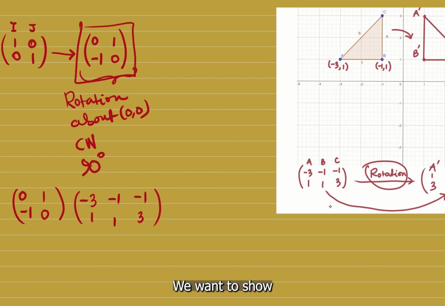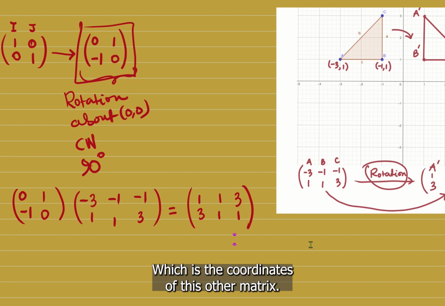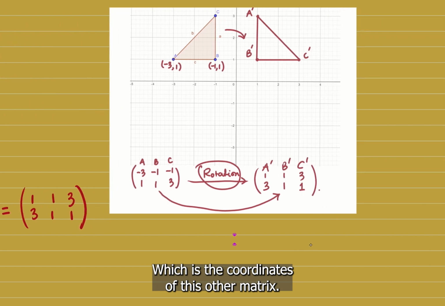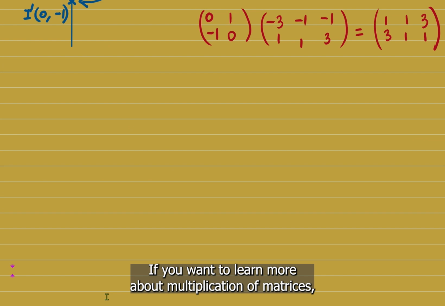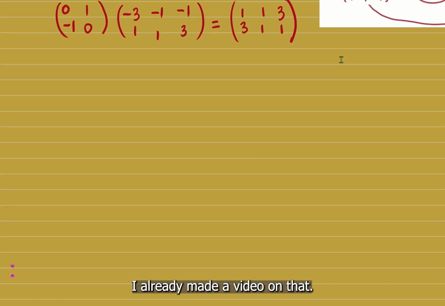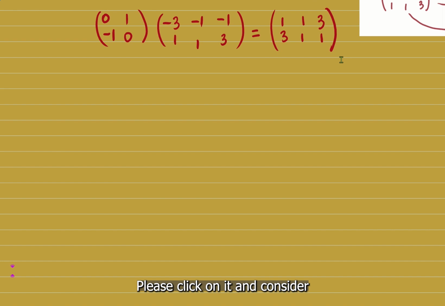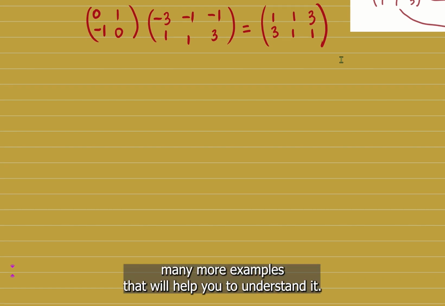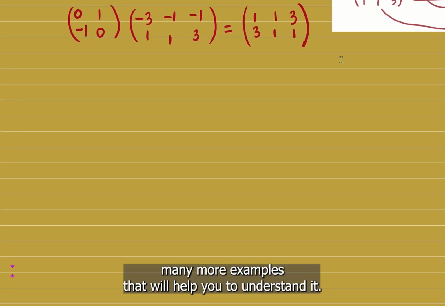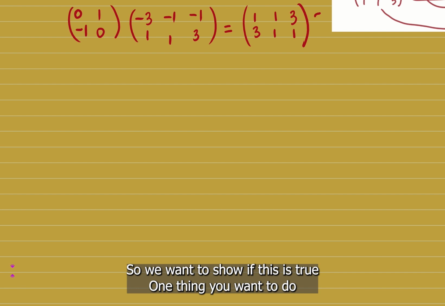We want to show that by all indications, we should get 1, 3, 1, 1, 3, 1, which is the coordinates of this other matrix. If you want to learn more about multiplication of matrices, I already made a video on that. I will link it up now. Please click on it and consider many more examples that will help you to understand it. So we want to show if this is true.